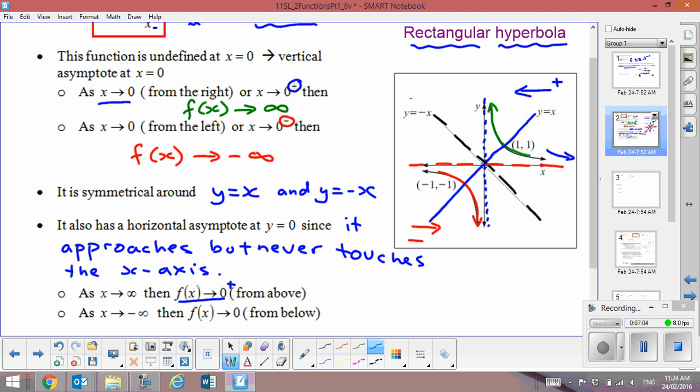As x approaches negative infinity, so as x is going in that direction, then our function is going on further to approach 0 again, but from below. So it approaches that line of y equals 0, but never touches it. So that means it's a horizontal asymptote.